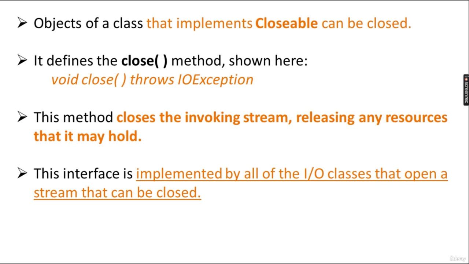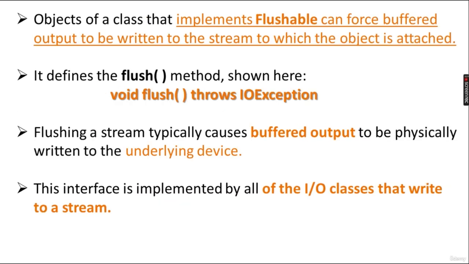void close() throws IOException. This method closes the invoking stream, releasing any resources that it may hold. This interface is implemented by all the input-output classes that open a stream that can be closed. This is a very important line: only the stream objects that can be closed are covered in this case.